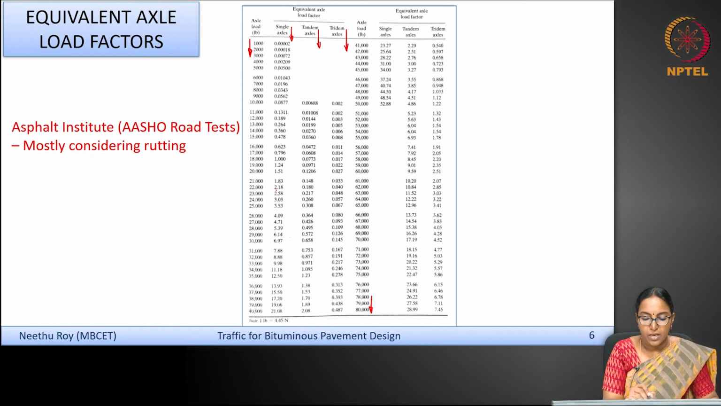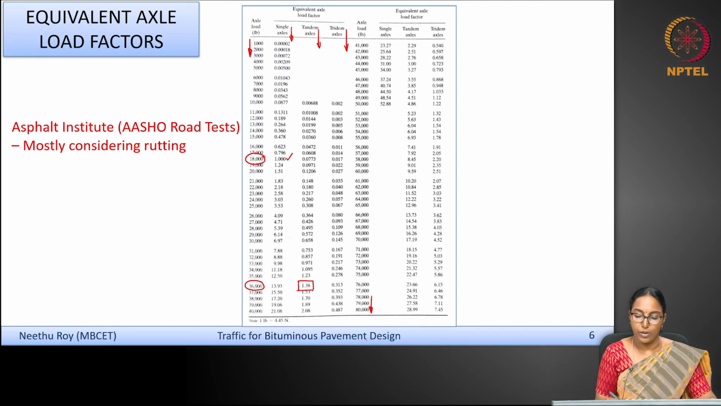You see that if it is 18 kilopounds or 18,000 pounds, the equivalency factor for a single axle is 1. Okay. Whereas if you consider 36 kilopounds, for example, suppose you have a tandem axle which is coming with double the load, which is 36 kilopounds, you see that the tandem axle equivalency factor is not 2 but it is 1.38. Okay. So from this table you can directly take the equivalent axle load factors if you are designing as per the Asphalt Institute method.